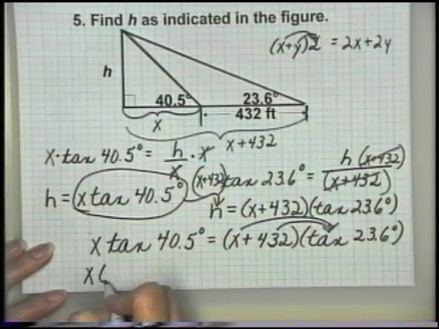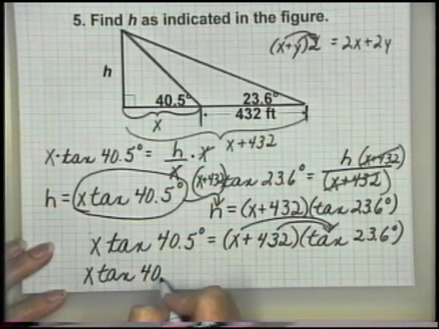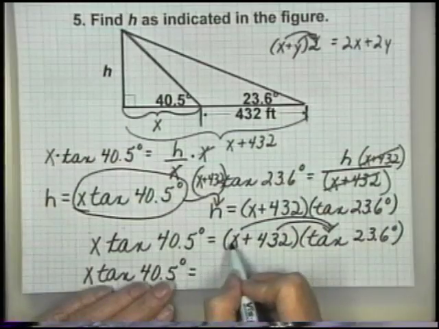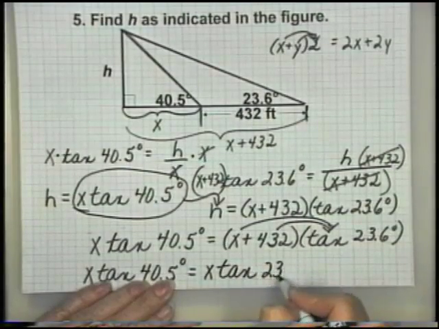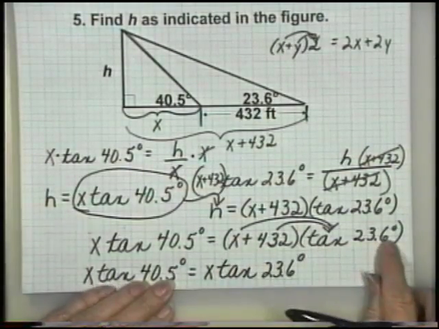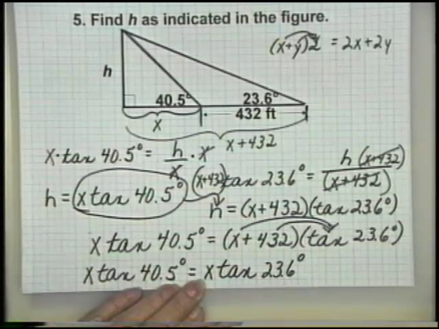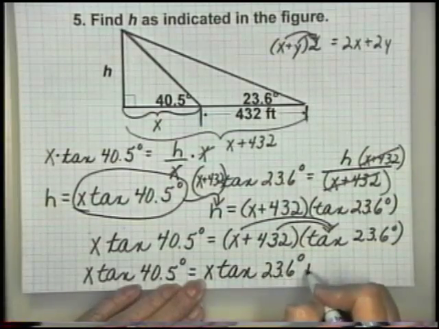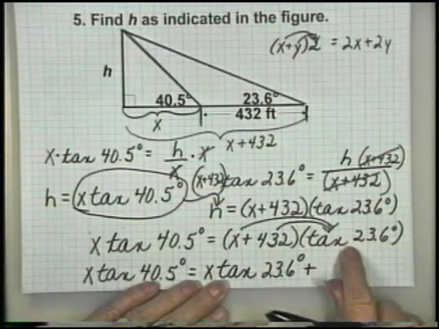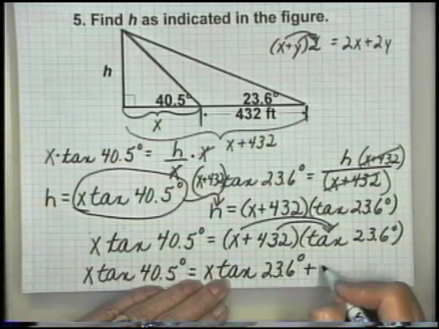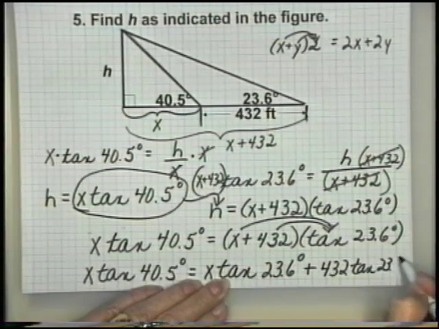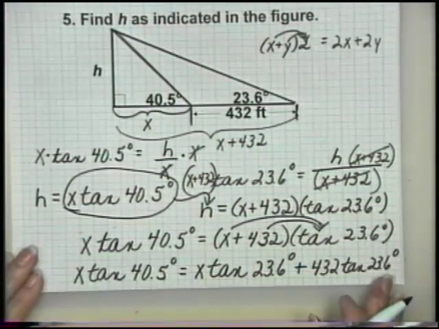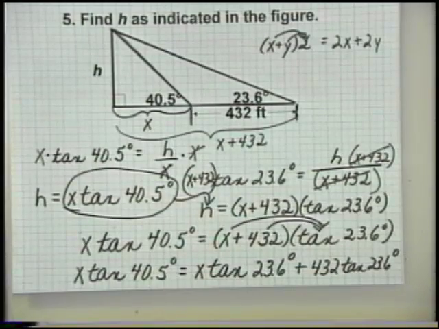And so when I do that, on the left I'll have x times the tangent of 40.5 degrees equals x times the tangent of 23.6 degrees plus, and when I distribute the 432 to the tangent of 23.6 degrees, I'll have 432 times the tangent of 23.6 degrees. Now I need to solve that equation for x.